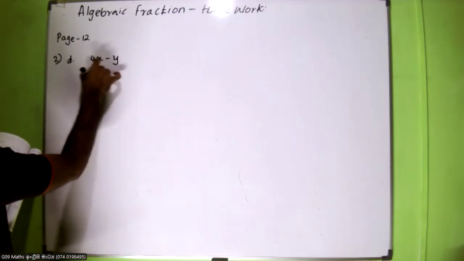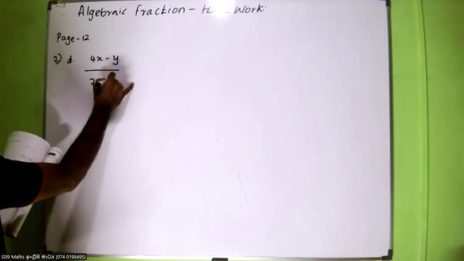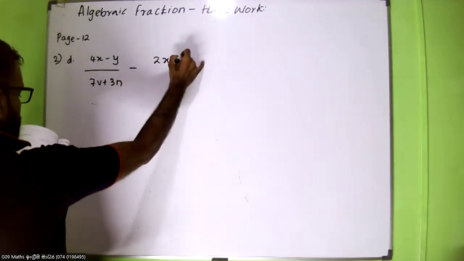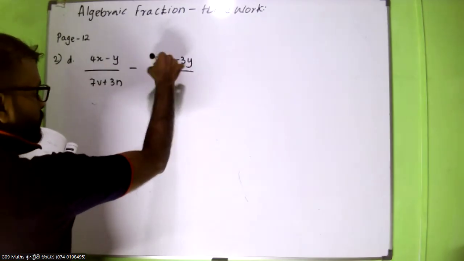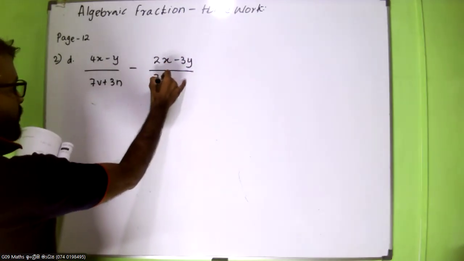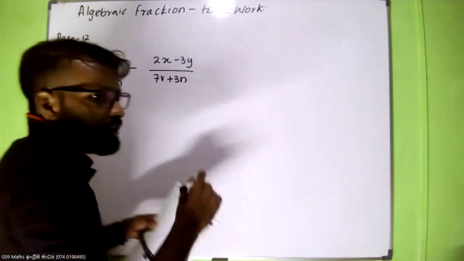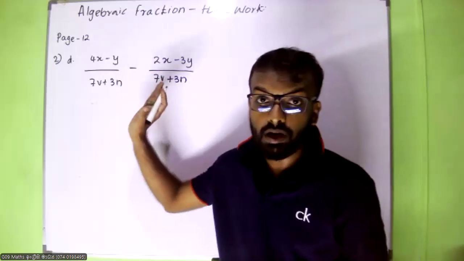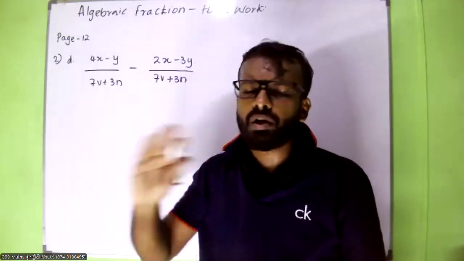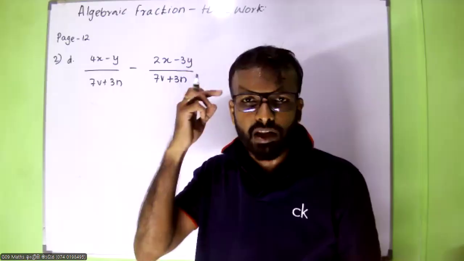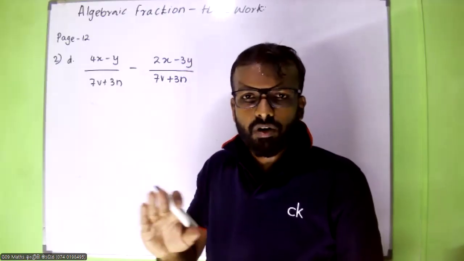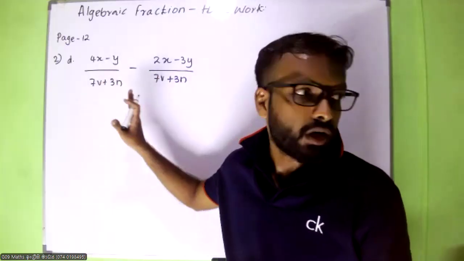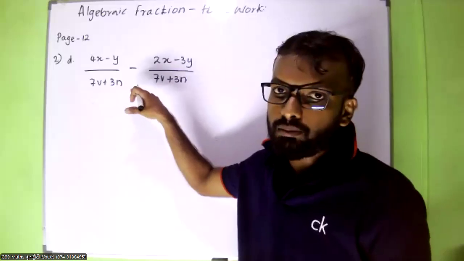Second question, part D. 4x minus 5 divided by 7v plus 3a, minus 2x minus 3y, over the same denominator. In this question also I will tell you an important thing. Then make it right. Keep that in your mind. Take it as it is. Save it in your mind as it is. Do not follow any other ways. Keep your focus on your board.